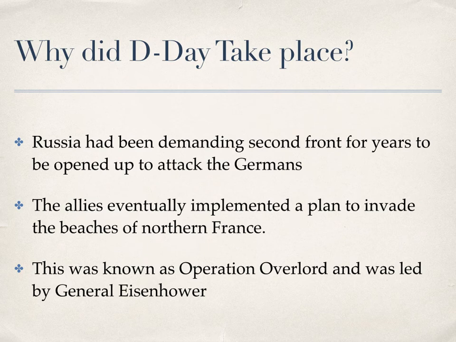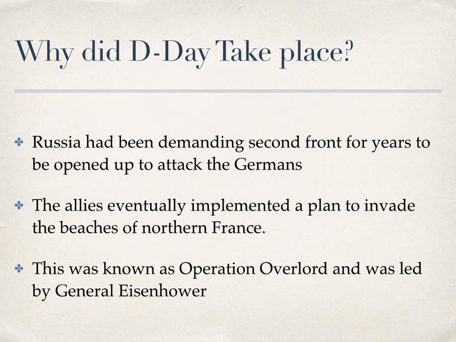D-Day, also known as Operation Overlord, and the date was the 6th of June 1944. So the first question you're going to answer is, why did D-Day take place? As we saw in the video on Stalingrad, Russia was turning the tide after Stalingrad, but they'd been demanding a second front for years, to be opened up to attack the Germans, to try to take a bit of pressure off the Soviet Union.